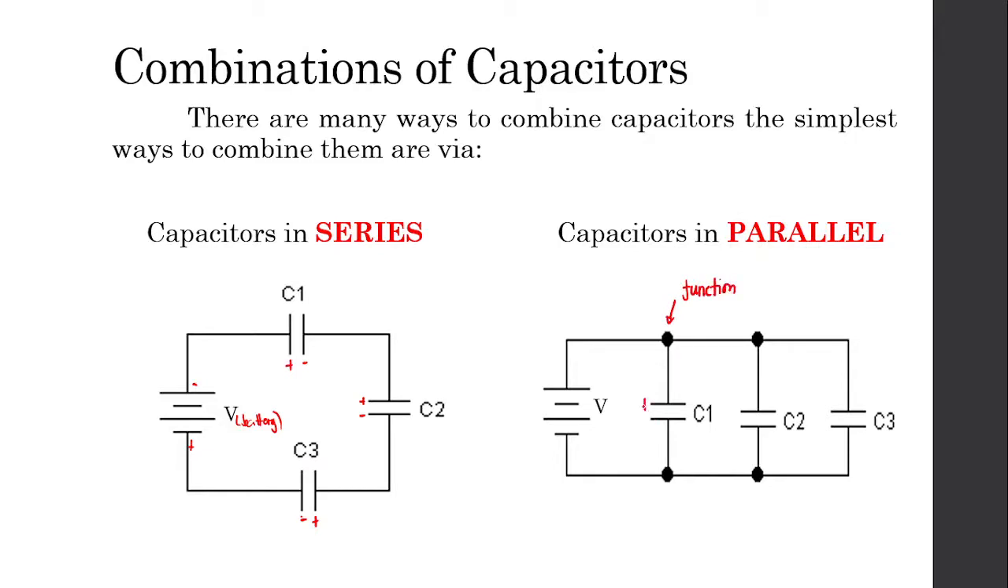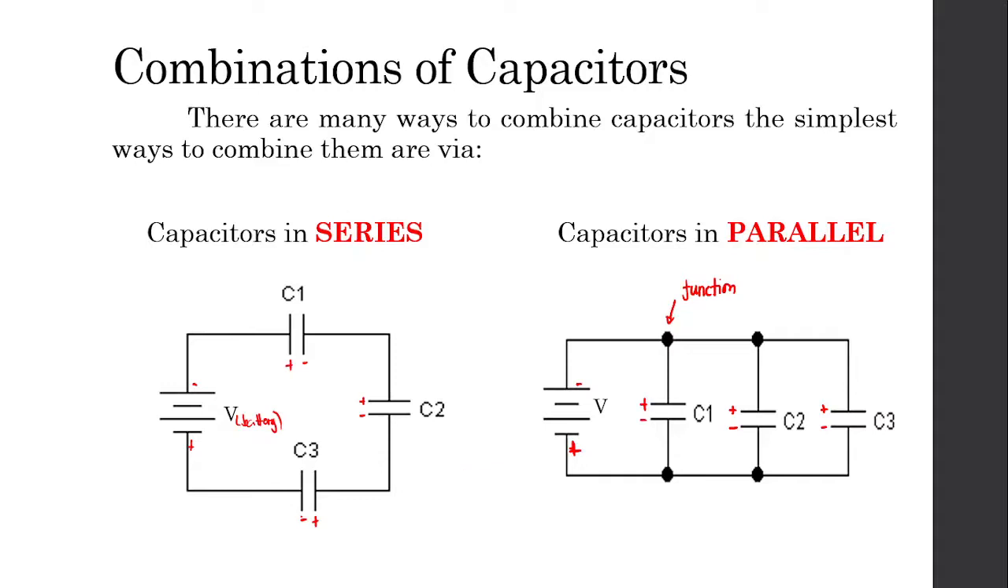And as you can see, these are the positive and negative plates, this is the negative end of your voltage, and this is the positive end of your voltage. The positive plate of C1 is still directly connected to the negative terminal of your voltage. The same situation is true for C2 and even C3. And the negative plates of C1, C2, and C3 are still directly connected to the positive terminal of your voltage. So that is the difference between these two combinations of capacitors.